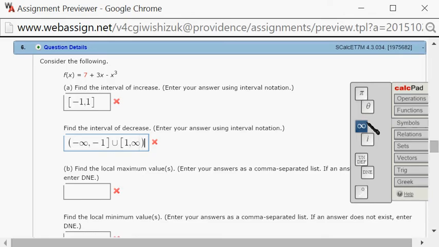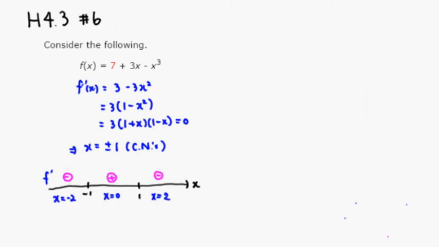Then find the local max and local minimum values. You can see that here is a critical number. Since it's decreasing turning into increasing, it's going to be a local minimum here. And here, increasing turning into decreasing, so this is going to be a local maximum by the first derivative test.